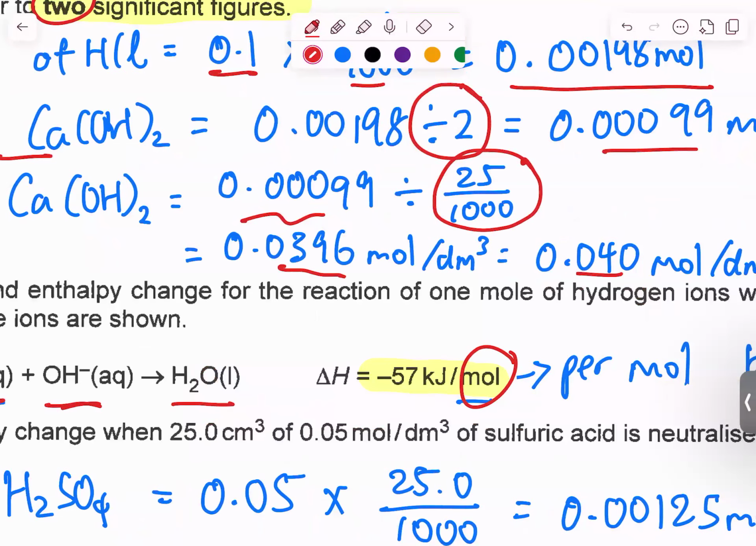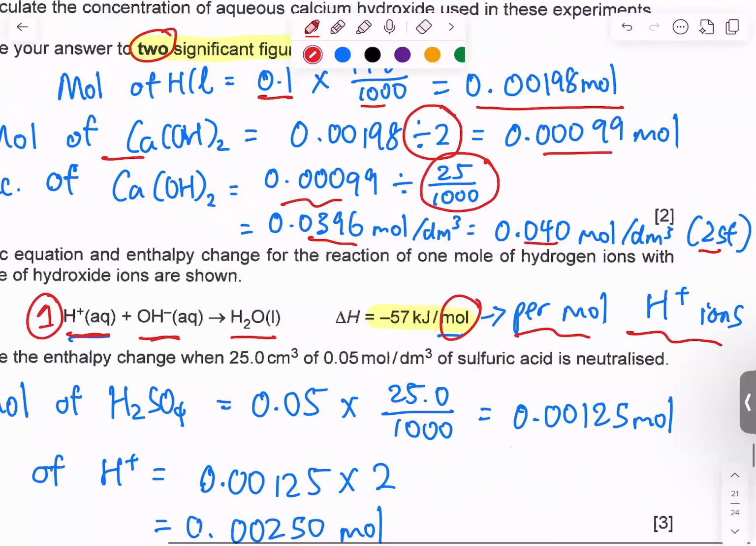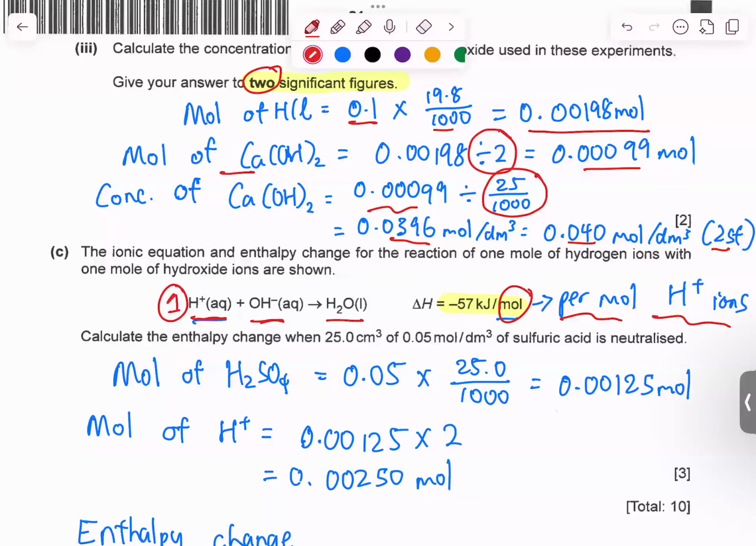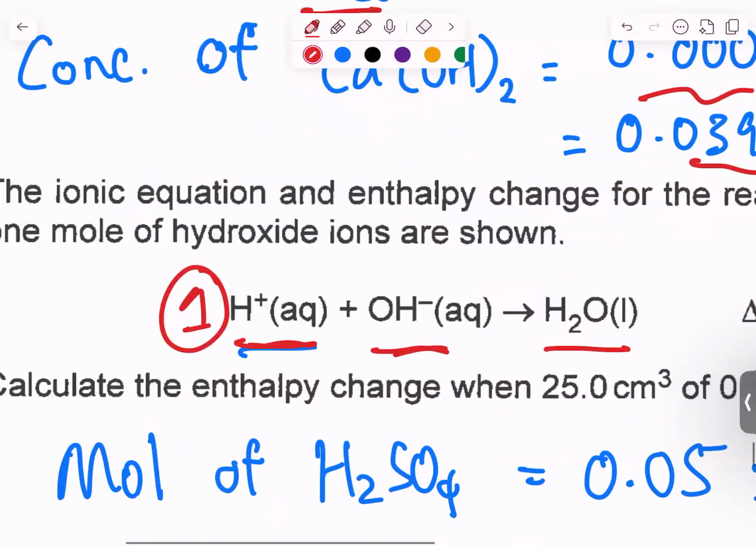This per mole means per mole of H plus ions. So this is something that you need to pay attention to when you do your calculation. Okay, so first I calculate the number of moles of H2SO4, right, which is 0.00125 moles. Can I just take 0.125 and multiply by minus 57? The answer is no, because this is per mole of H plus ions, not per mole of H2SO4. Right? Look at this equation, it's per mole of H plus ions.